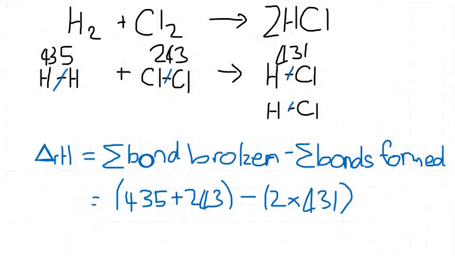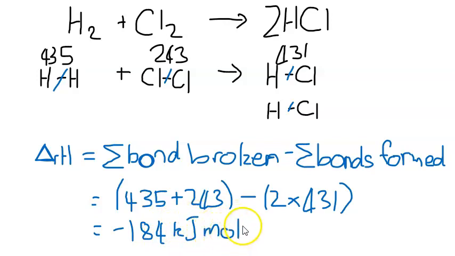So we'll do that very quickly. And that equals negative 184 kilojoules per mole, so we can write kJ mol to the power of minus 1. So for each mole of this reaction, we are going to end up with 184 kilojoules per mole. And because this is a negative sign, that means energy is going to be released into the surroundings. So this is an exothermic reaction because heat is being released.